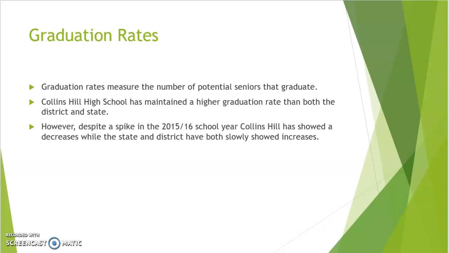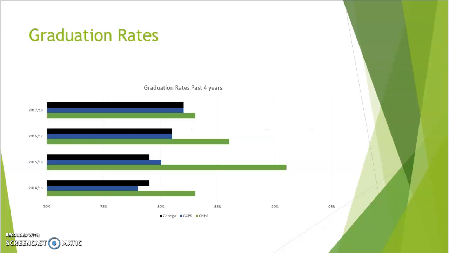We have been decreasing. We had a spike, we'll see in just a few minutes. This is over the last 4 years. We had a spike up to 91%, and then we've gone down the last 2 years. So let's look at that now. You can see the rates here. Georgia is in the black, GCPS, Gwinnett County Schools, is in the blue, and Collins Hill is the green.